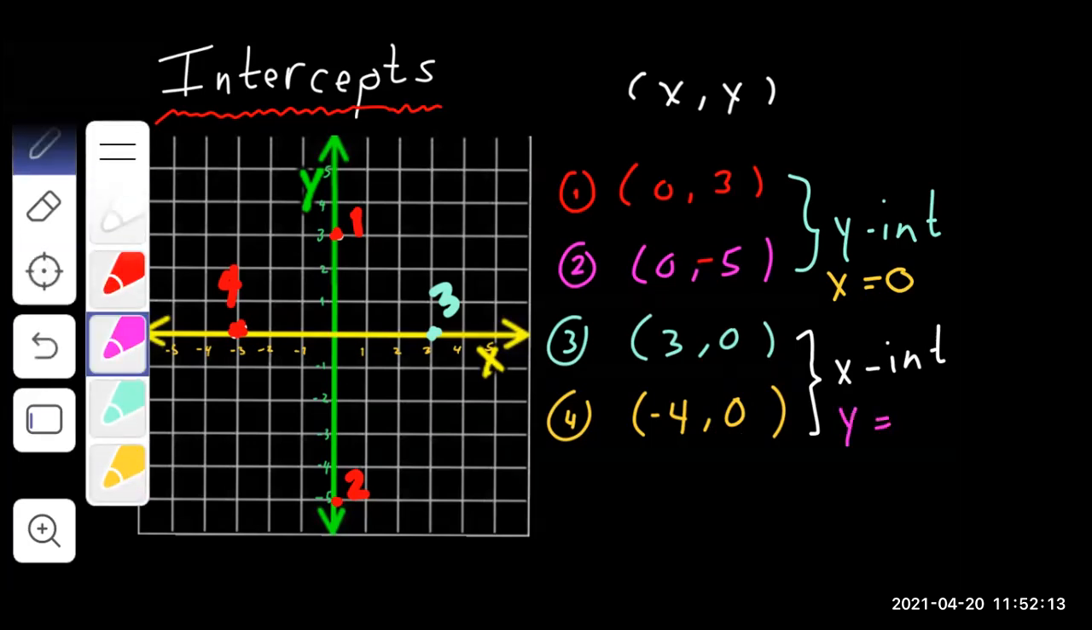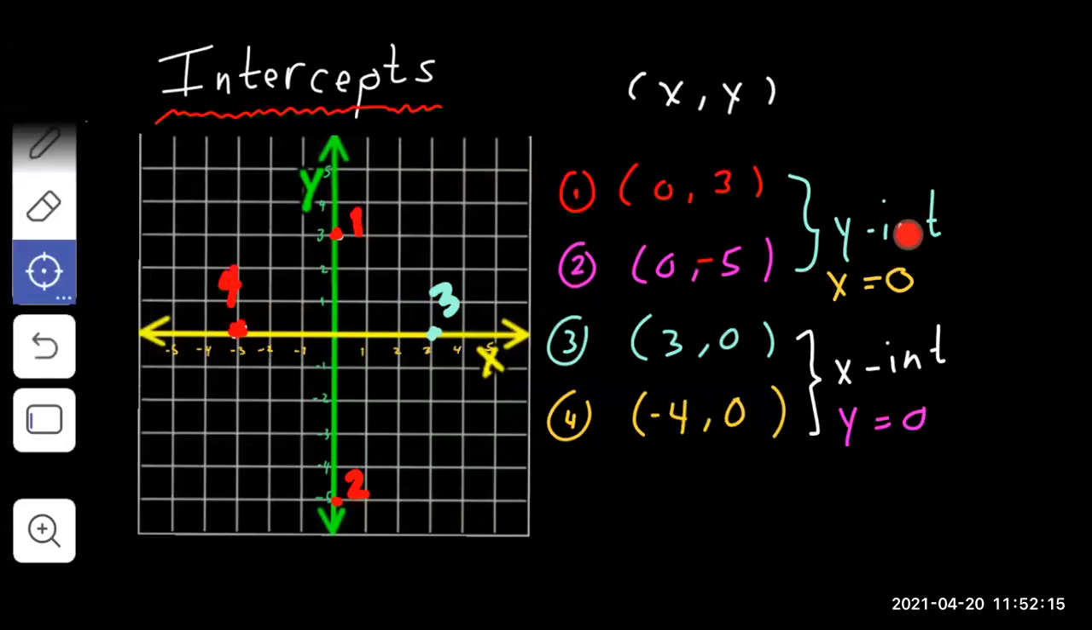Y is equal to 0. Just keep this in mind. If you can take a screenshot of this, guys, it is going to save your life. If you're finding the y-intercept, x is 0. If you're finding the x-intercept, y is 0. It's like the opposite. This is basically what I wanted to explain to you.